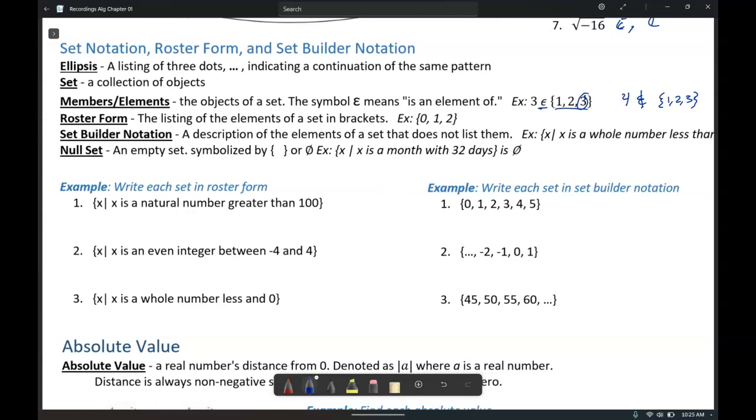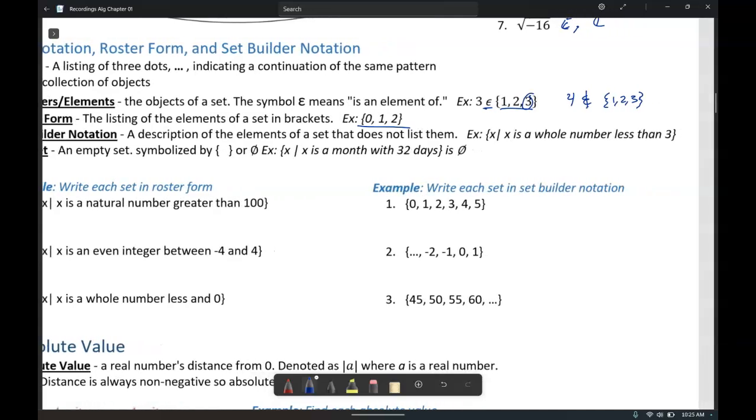Roster form is just the listing of the elements in a set in brackets. And then we also have set builder notation, where it describes the elements in the set but doesn't list them. This is usually for when we have sets that are too big to list. It would be too cumbersome to write all of them down. For example, to try and write the elements of all even numbers, it may be a little more complicated than we need to be. So set builder notation describes that set.